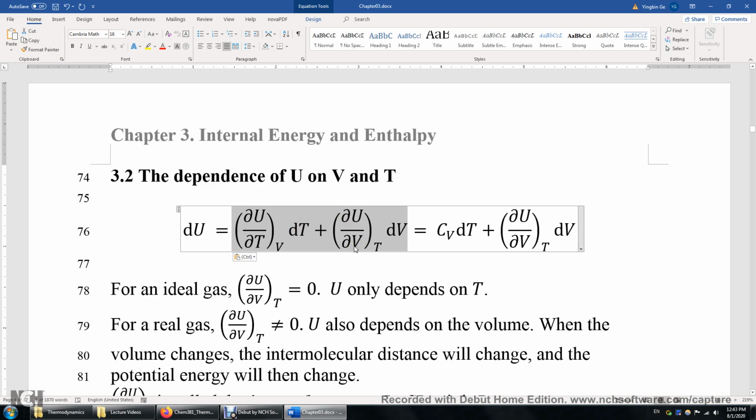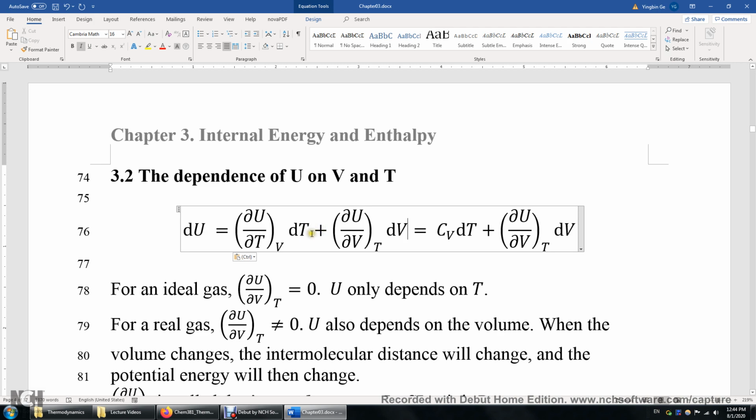What about the pressure dependence? Does internal energy depend on pressure? Yes, the internal energy does depend on pressure for real gases, for liquids, for solids. However, that dependence is included implicitly in here. If pressure changes, that will cause the temperature and volume to change. So it's already here. Pressure is a dependent variable. Temperature and volume are independent variables in this case.